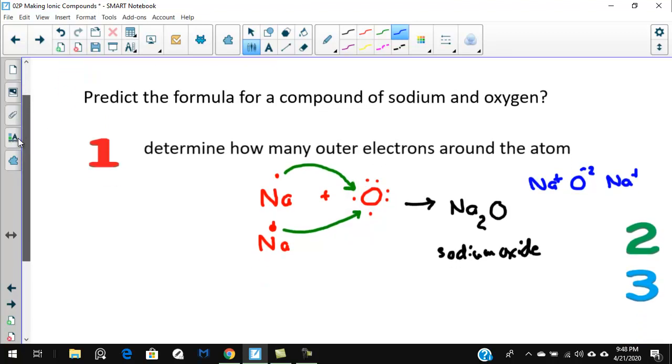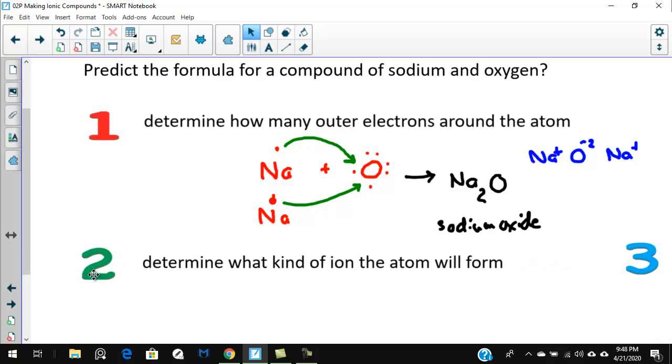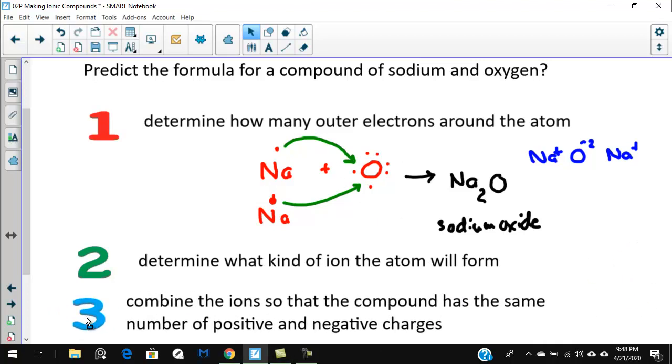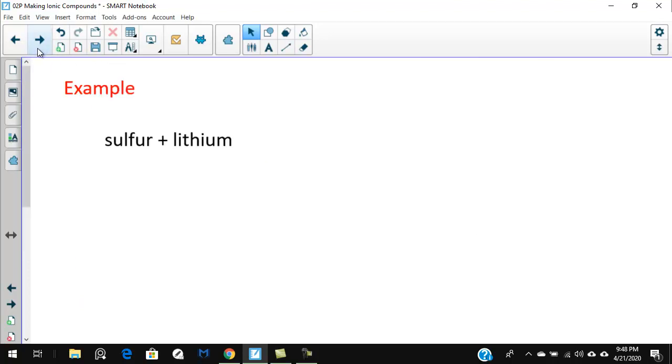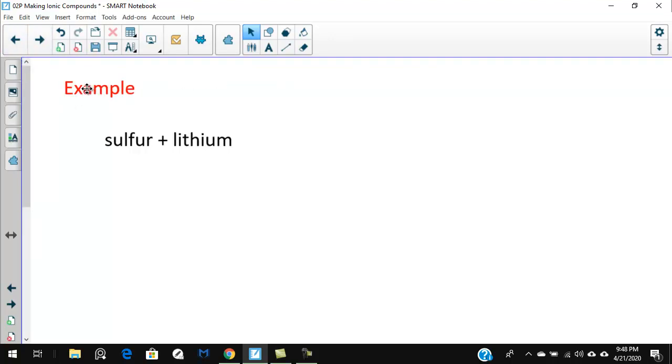So just to review that again, I determined how many outer electrons there were. Then I determined what kind of ion the atom would form. Well, sodium would lose electrons, oxygen would gain them. And then we combine the ions so that the compound has the same number of positive and negative charges. Well, that took 2 sodiums to get 2 positives to match up to the 2 negatives that were on the oxygen. And that's how you predict a formula. Okay, so I think we'll leave the video there. Or maybe let's just do one more example, and then we'll stop for this video.